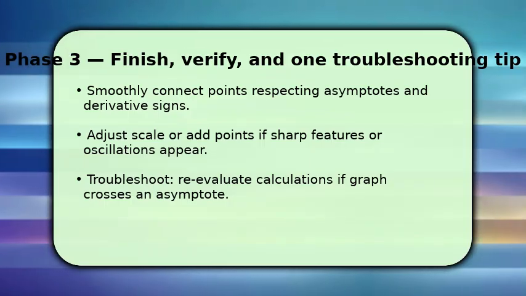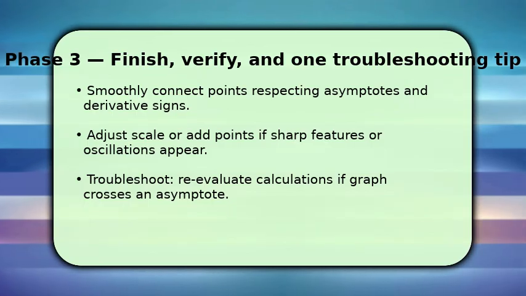If the curve unexpectedly crosses an asymptote or behaves oddly, re-evaluate algebra and sample values. Small arithmetic errors often cause major visual mistakes.